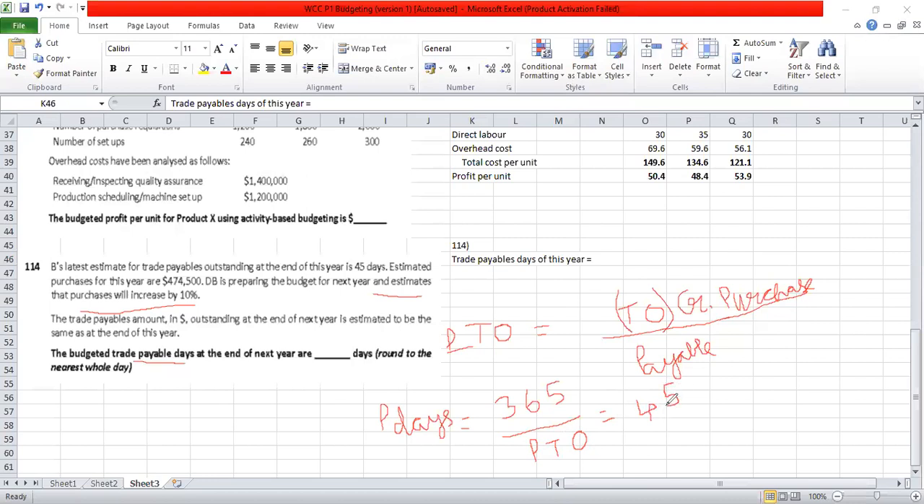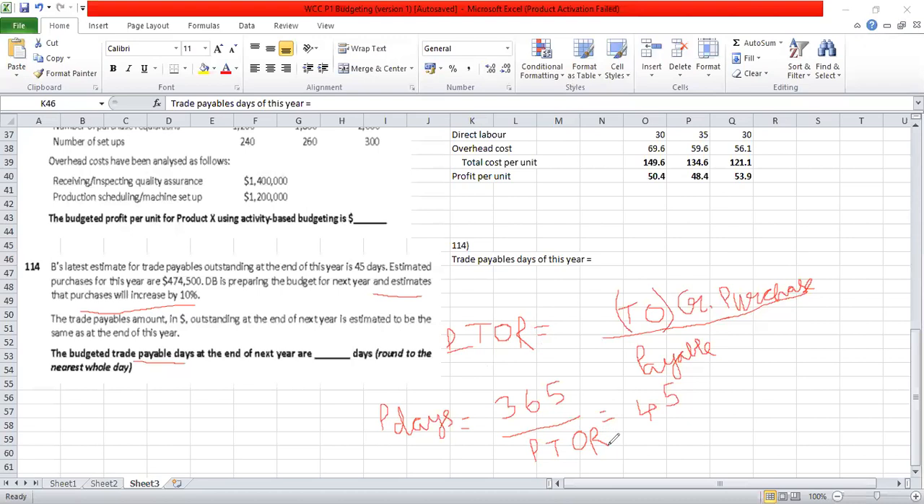So can we find out what is the purchase payables turnover ratio? The payables turnover ratio will be 365 divided by 45. Once we know that, and since the credit purchases are known to us, we would know what the payables are for the current period.